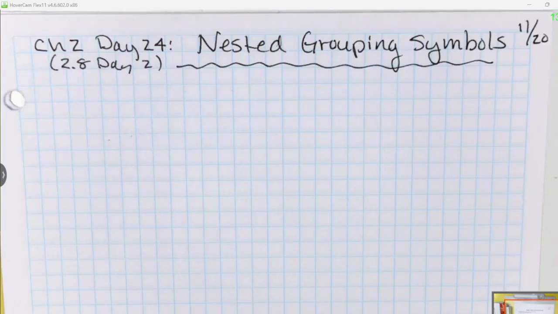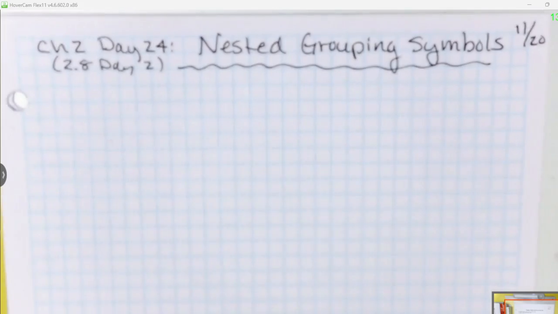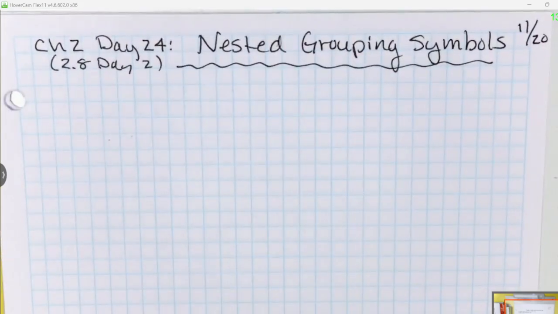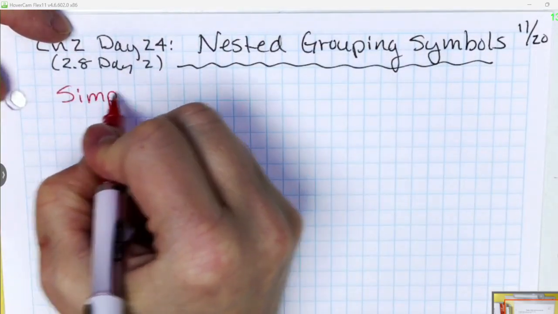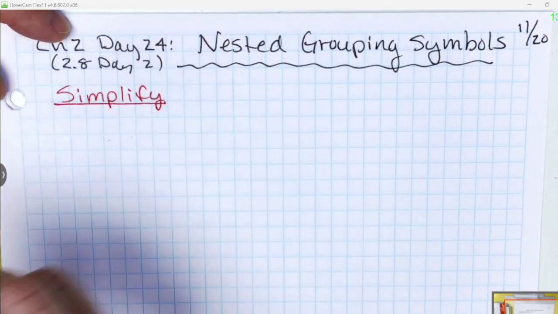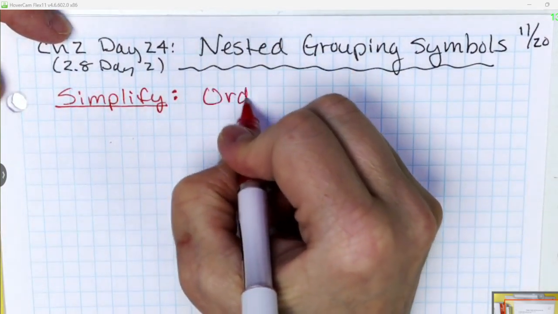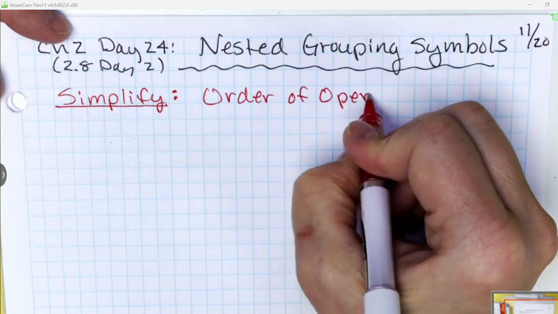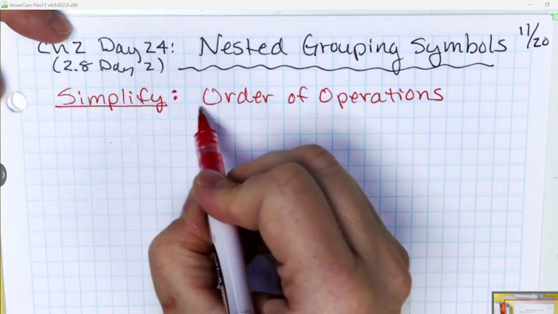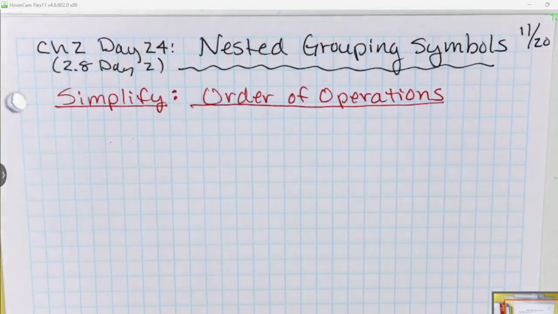All right, so we are going to be dealing with what's called nested grouping symbols, which is grouping symbols inside grouping symbols. The nice thing is the math doesn't change. It's just how you start the problem will be different, and the rest of it will be stuff that you know. So when you simplify expressions, which is what we're doing, we use something that we've actually studied before called order of operations. And most of what we've done with order of operations has just involved numbers, not variables or letters. But now we're going to be moving into where we have letters.